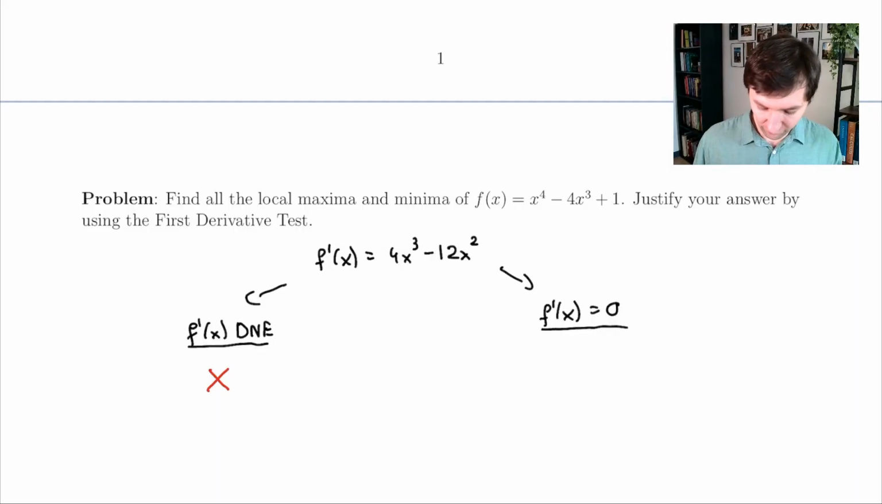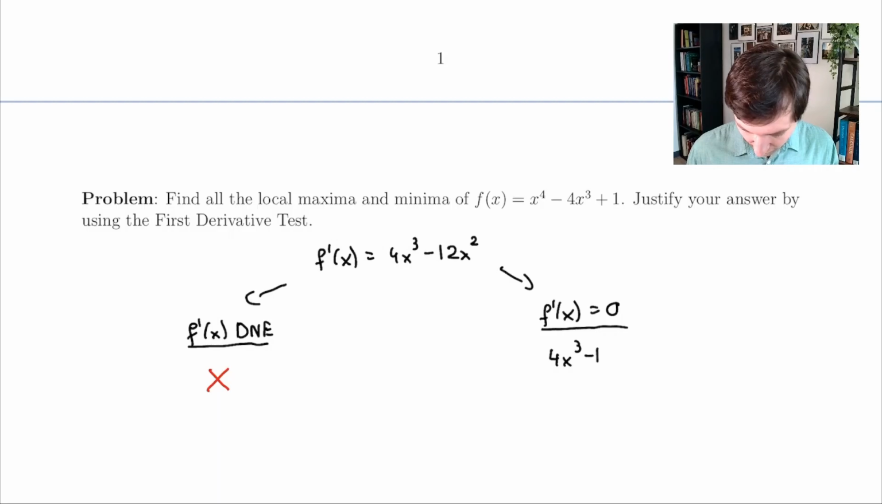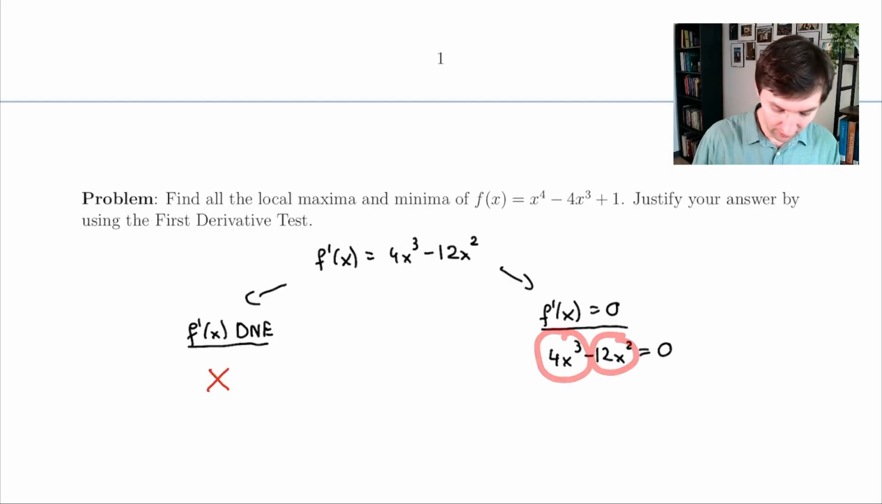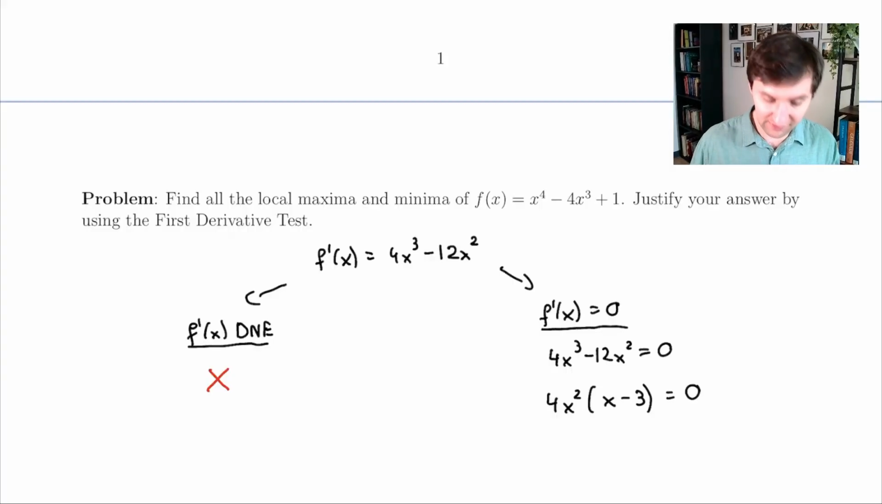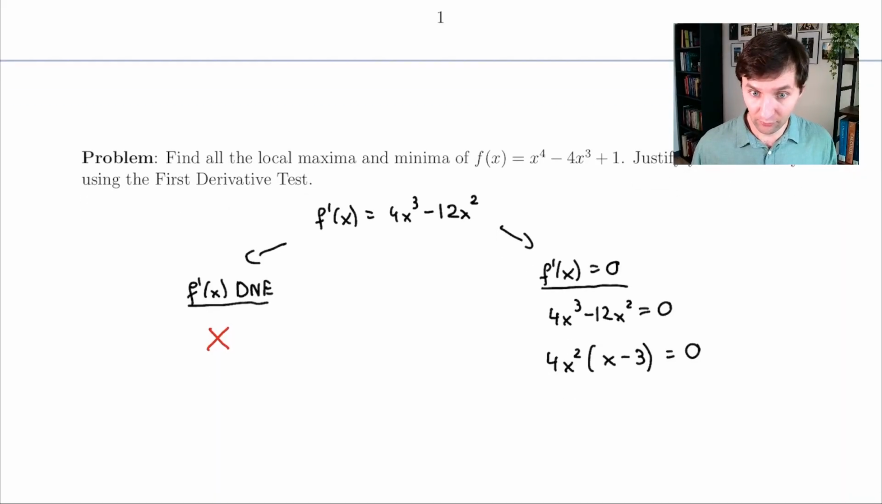To find x's for which this derivative equals 0, I will set the derivative equal to 0, and I get 4x to the third power minus 12x squared equals 0. To solve it, let me factor 4x squared from both terms, and I get 4x squared times (x minus 3). This tells me that this function has two critical numbers, x equal to 0 and x equal to 3.